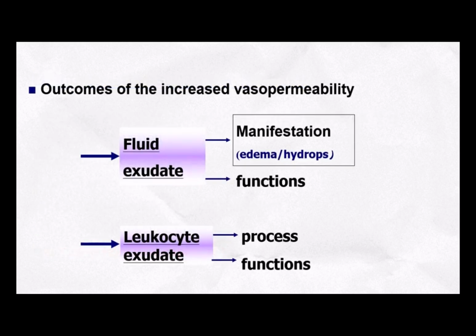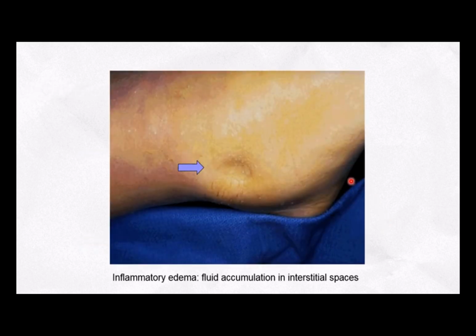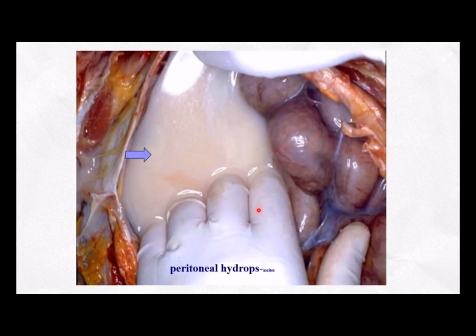The outcomes of the increased vessel permeability include fluid exudate and leukocyte exudate. When fluid accumulates in the interstitium, we call it edema. When accumulated in a body cavity, we call it hydrops. This picture shows inflammatory edema, fluid accumulation in interstitial spaces. This picture shows peritoneal hydrops. The liquid is cloudy and white.